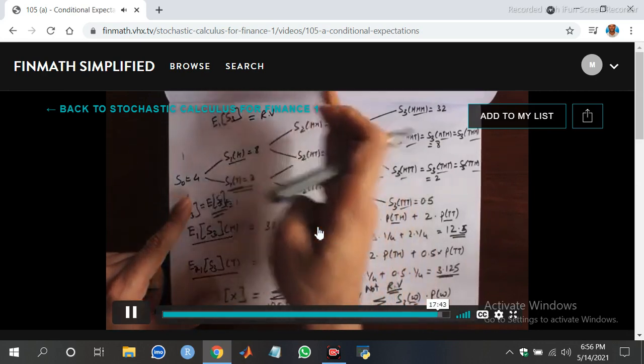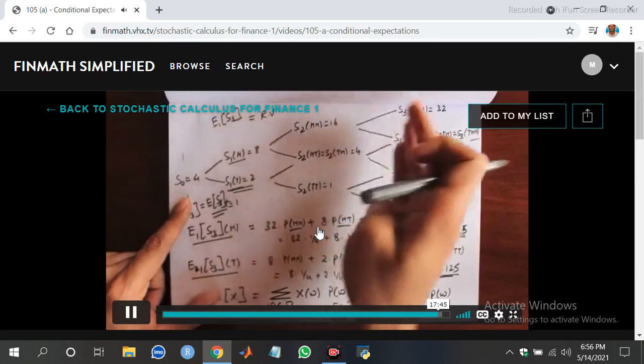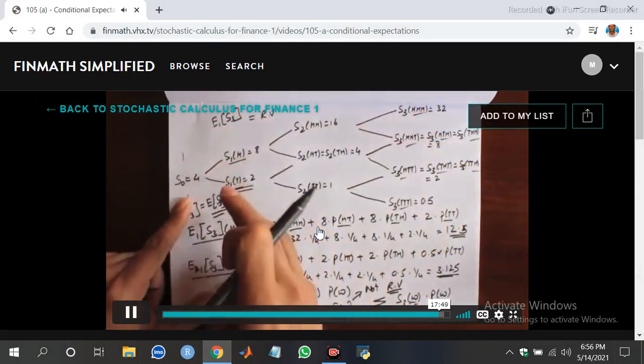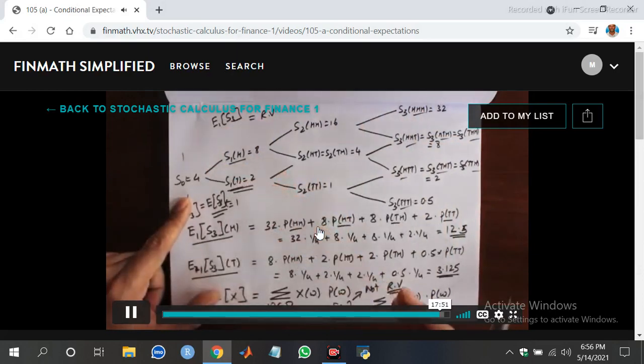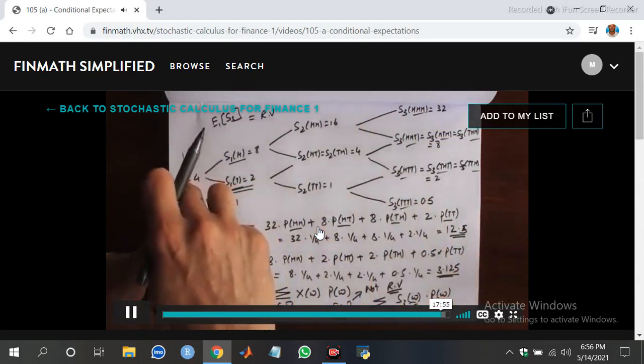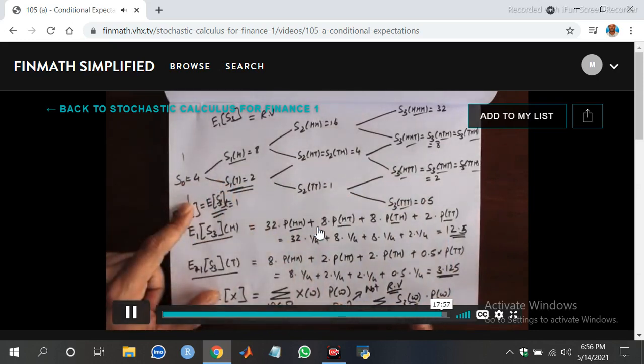When we calculated the expected value of S3 at time 2 and the expected value of S3 at time 1, both depended on the coin tosses, and they were random. But the expected value of S3 at time 0, which we calculate like this, is not a random variable because it doesn't depend on any coin toss. And this is an extremely important concept to realize.